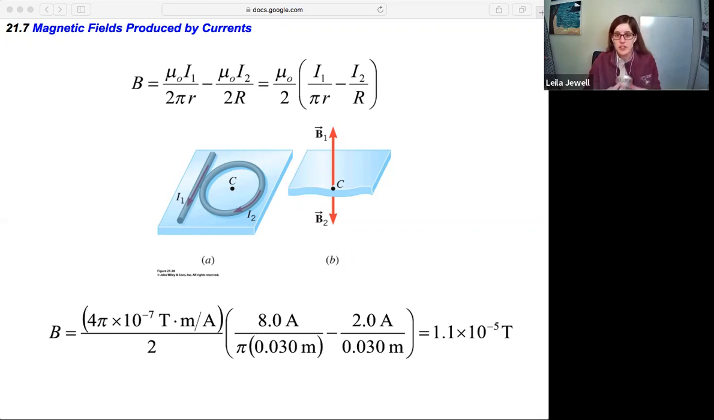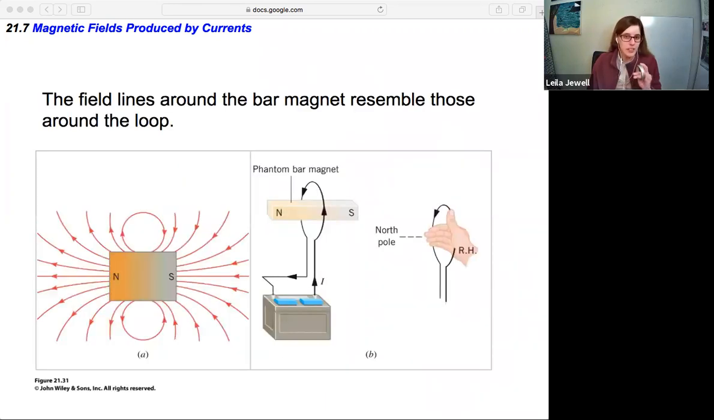Now there's another useful thing to consider when you're thinking about loops of wire producing a magnetic field, and that's that the field lines around a bar magnet resemble those around the loop. So around the loop, we notice that it's going out of one end of the loop and then it wraps around to the other side where it could go in. It's really hard to show, but it's drawing these loops that go around, just like a bar magnet has loops going around on either side of it. So when you have a loop of wire, it actually behaves as though there's a bar magnet there. It's not actually a bar magnet, but it behaves like a bar magnet, which can have some really useful properties.